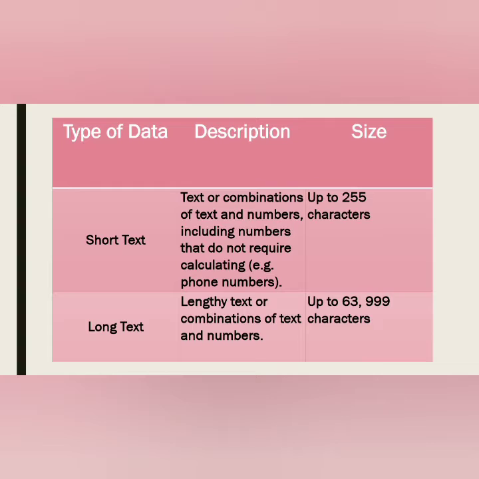The first one is short text, that is text or the combination of text and numbers, including numbers that do not require calculation. For example, phone numbers. That is, it is used to store text or the combination of text and numbers that do not require any type of calculation, such as phone number. It can store up to 255 characters.